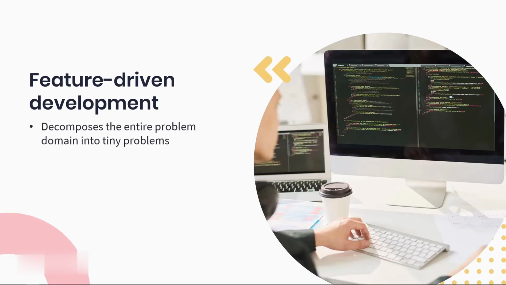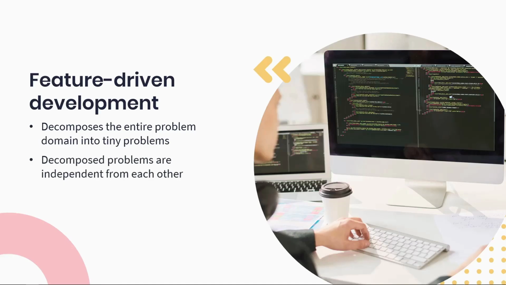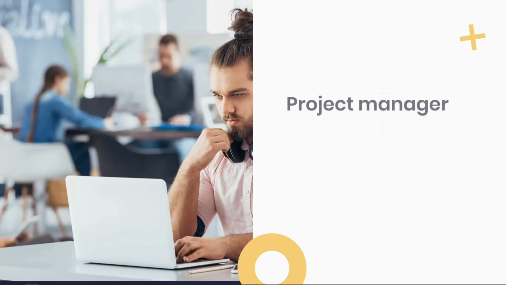FDD decomposes the entire problem domain into tiny problems, which can be solved in a small period of time, usually 2 weeks. Decomposed problems are independent from each other, and this reduces the need for communication. In FDD, the concept of quality is broadened so as not just to test the code, but also include things such as coding standards, measuring audits, and metrics in the code. FDD defines 6 key roles and implies a number of others.